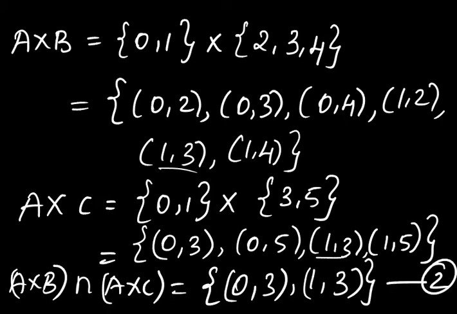Now compare your equation 1 and 2 and verify whether both the values are same or not. So when you compare both the equations 1 and 2, you get the value of set of 0, 3 and 1, 3. So from 1 and 2, you can say that A cross (B intersection C) is equal to (A cross B) intersection (A cross C).